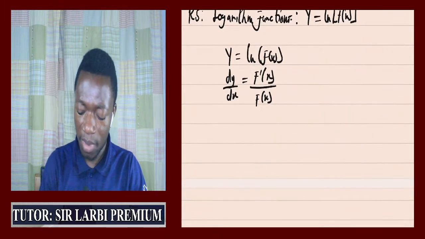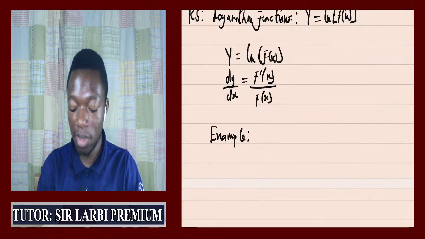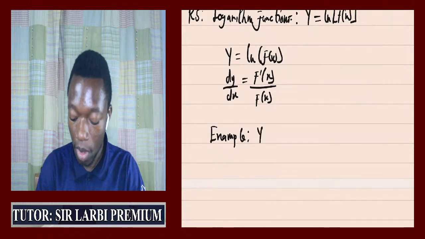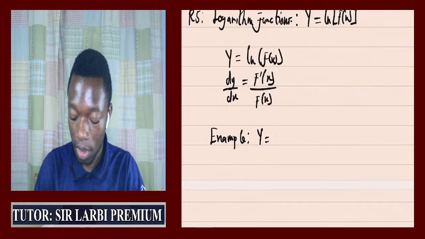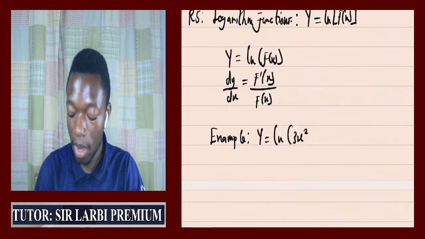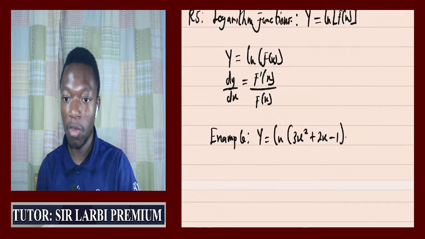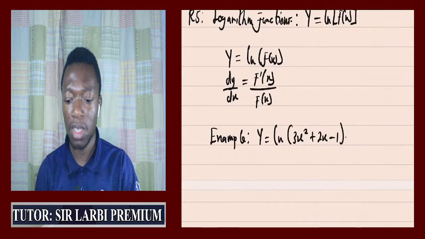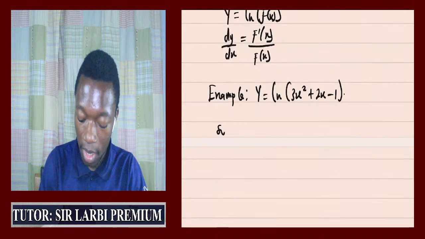Let's make meaning of this by introducing an example. We are asked to differentiate this function: y is equal to the log function ln of 3x squared plus 2x minus 1. So this is the log function that we have been given. How then do we differentiate this function? Let's have our solution down here.